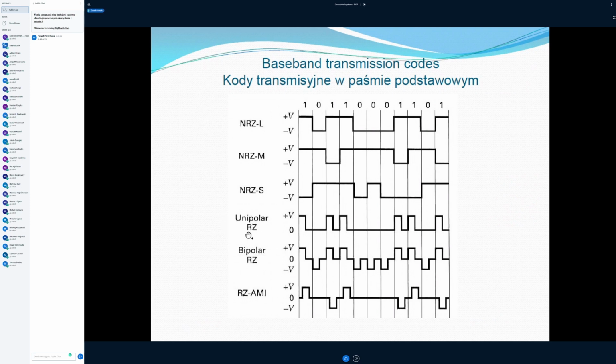Here you see this is RZ. It means that it is return to 0. I want to pay your attention because it is one of the most used codes. For example, in our USB, we have such return to 0 codes. Why is it like that? Because in fact it is the transmission of a clock, of an internal clock.